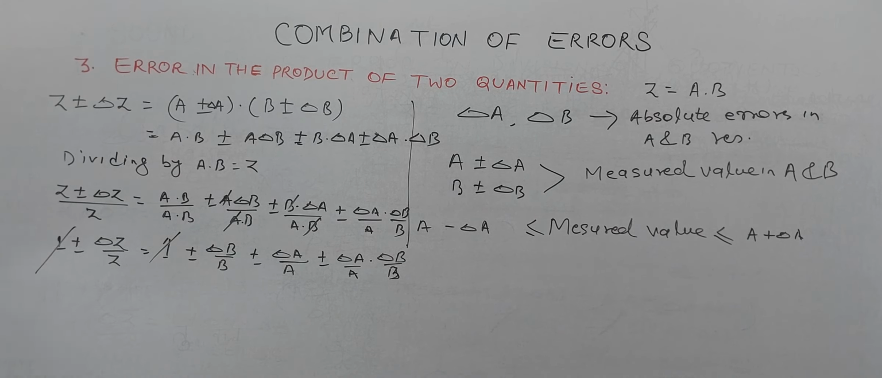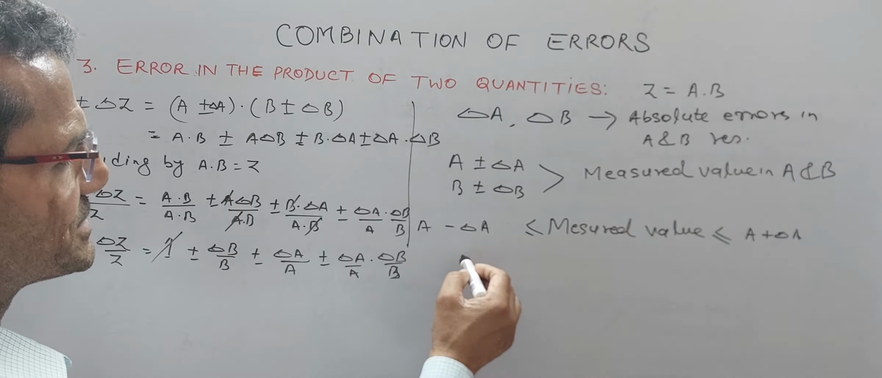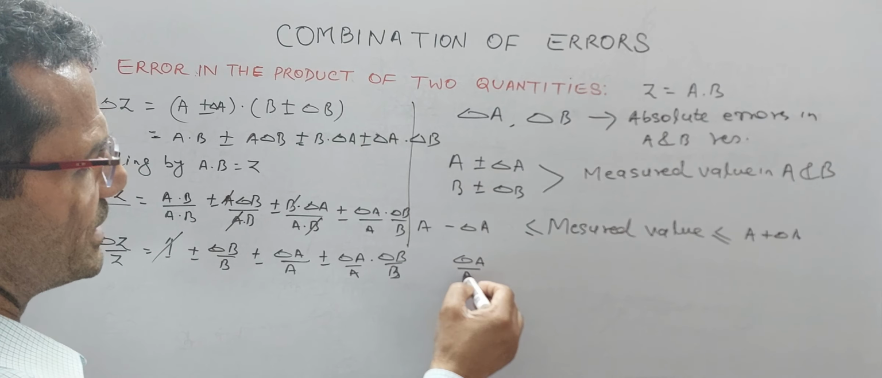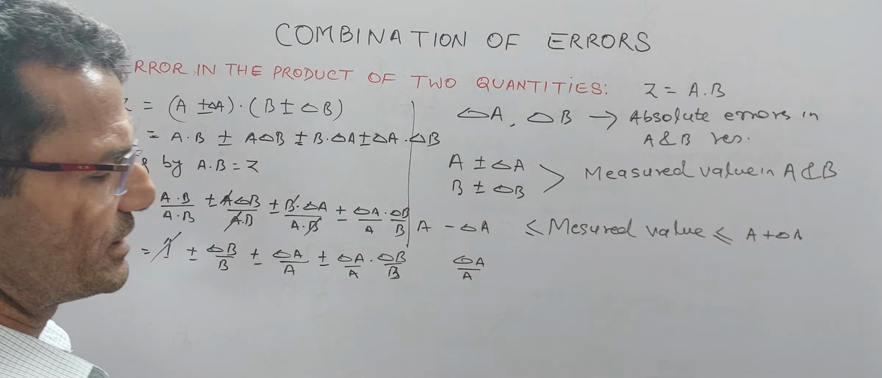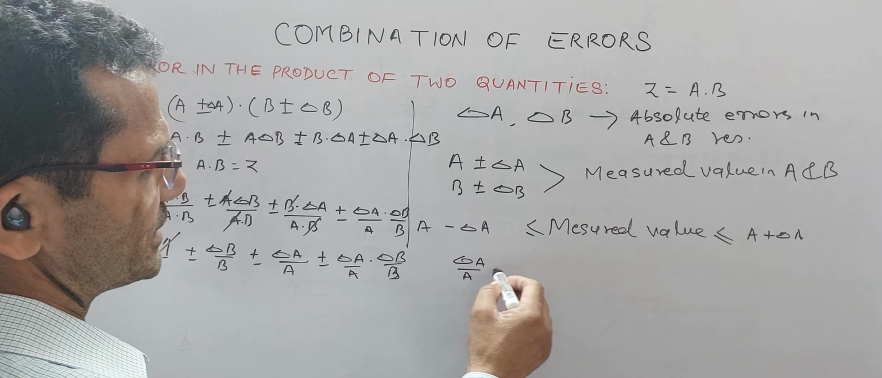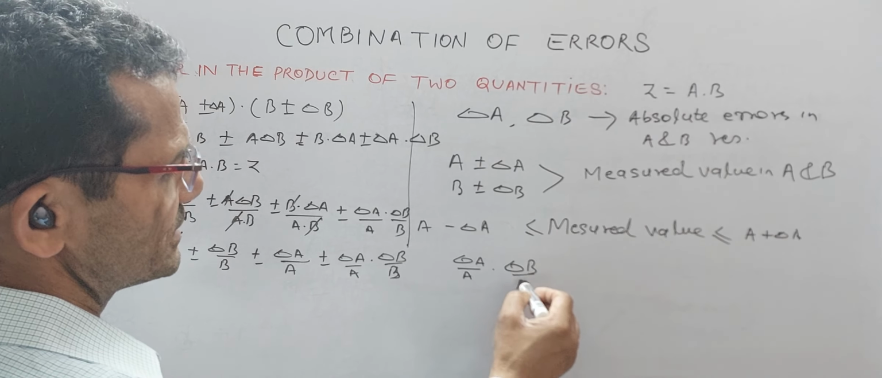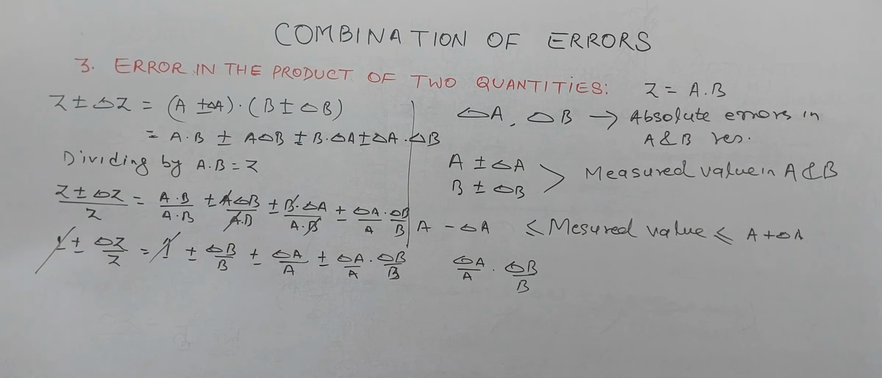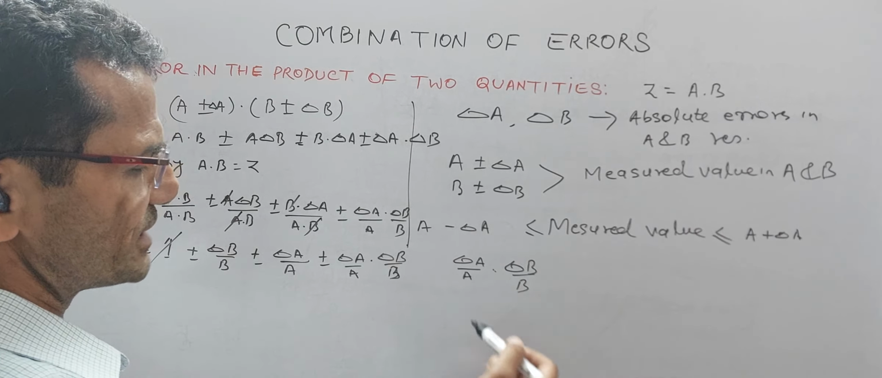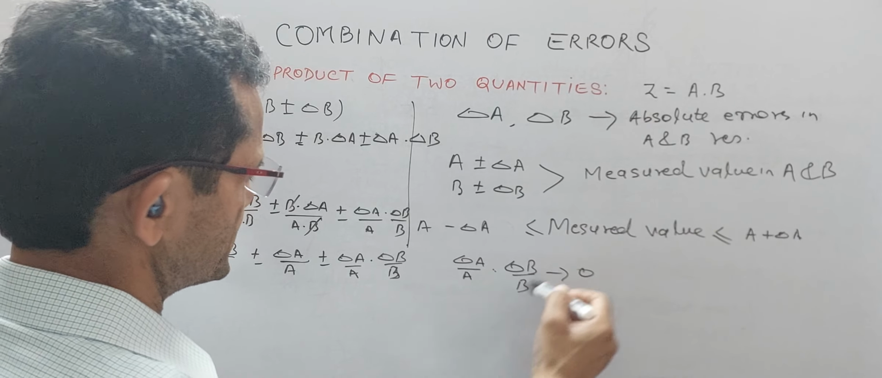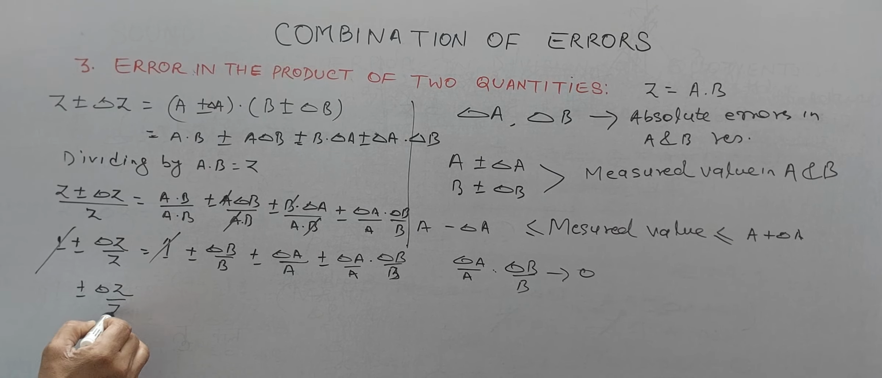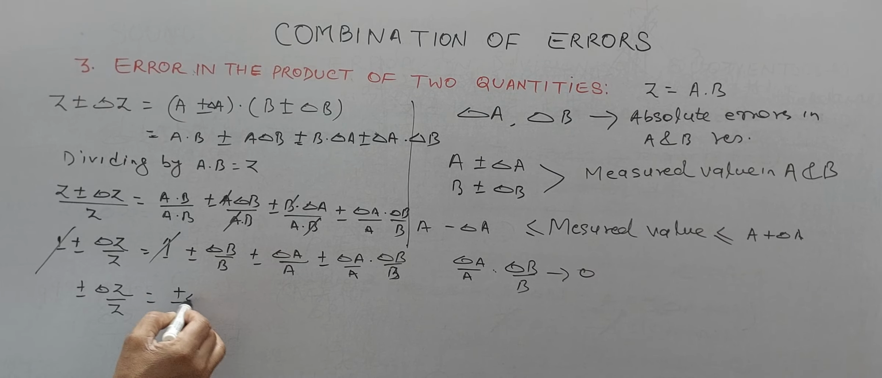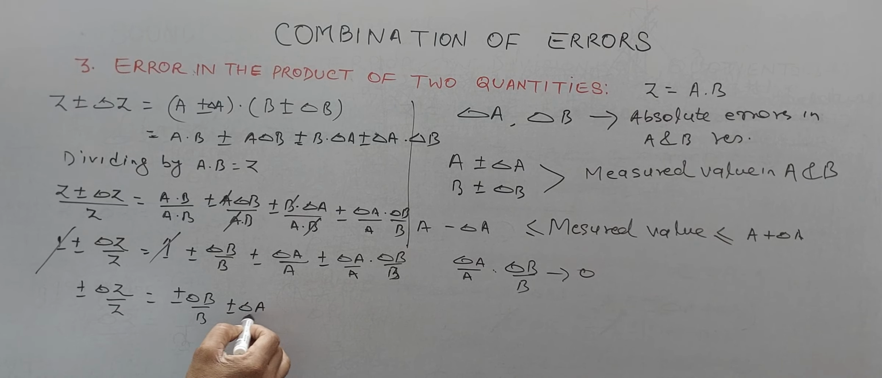Now here delta A and delta B are very small quantities. Delta A upon A is known as the relative fractional error, and similarly delta B upon B is the relative error. Since these two values are very small, their product tends to 0. Now our new value becomes plus minus delta B upon B and plus minus delta A upon A.